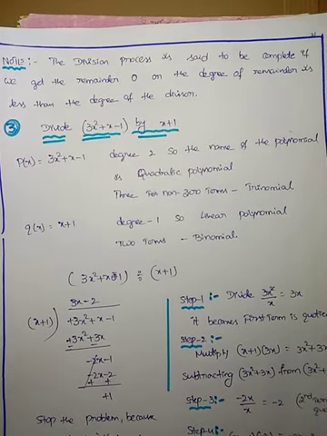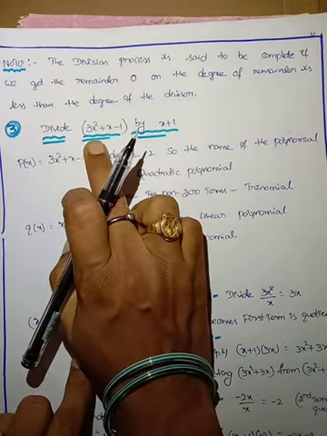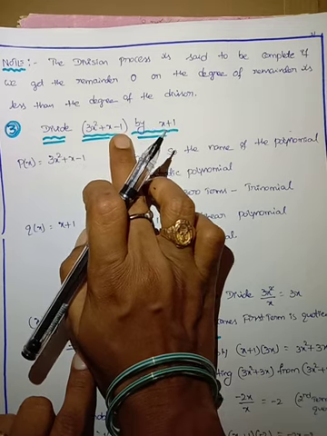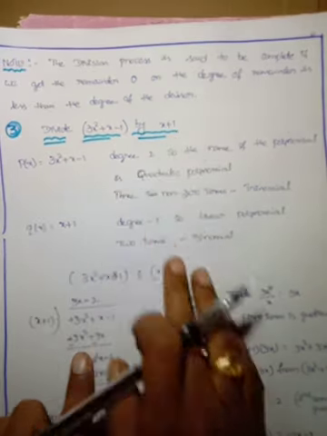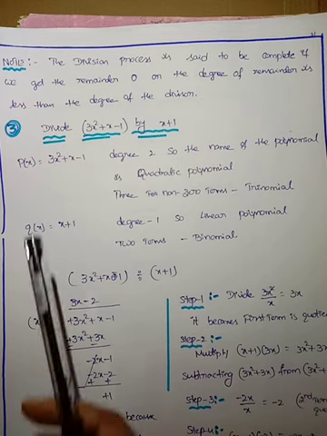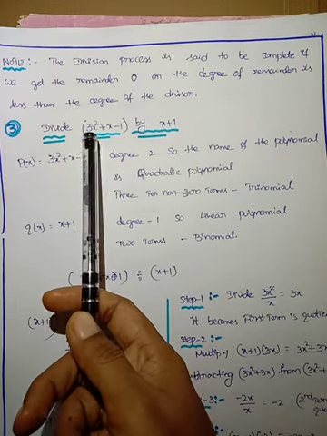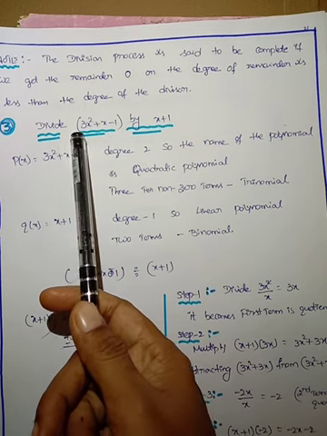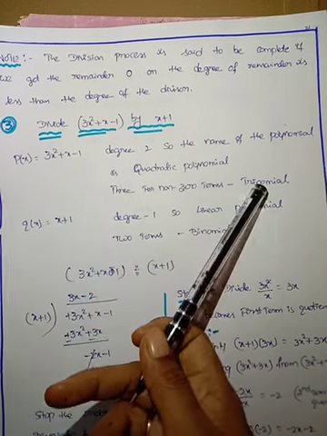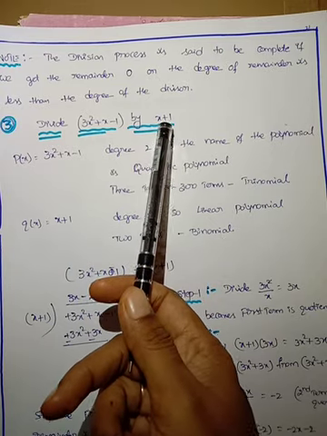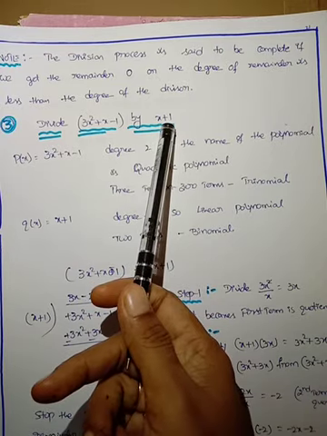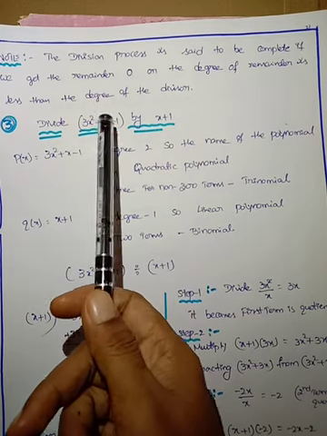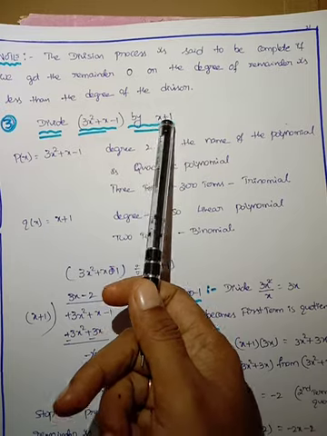So now we have to take another example. Divide 3x square plus x minus 1 by x plus 1. This polynomial has degree 2, so this is a quadratic polynomial, and how many terms here? 1, 2, 3 means trinomial. How many terms here? 2 terms means binomial. The degree of this polynomial is 1, a linear polynomial. This is the highest degree, so this is the dividend. This is the lowest degree, so this is the divisor.